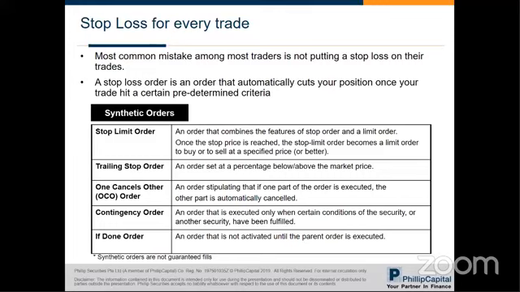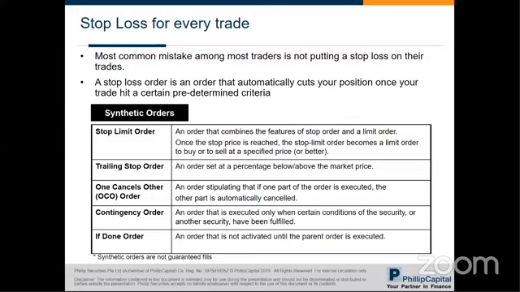OCO, one cancels other, incorporates the elements of a stop limit order and a normal limit order. This order allows you to set one order to take profit, and the other wing of this order will be a cut loss. So you can put your take profit order and cut loss order within the same order, which is very convenient.